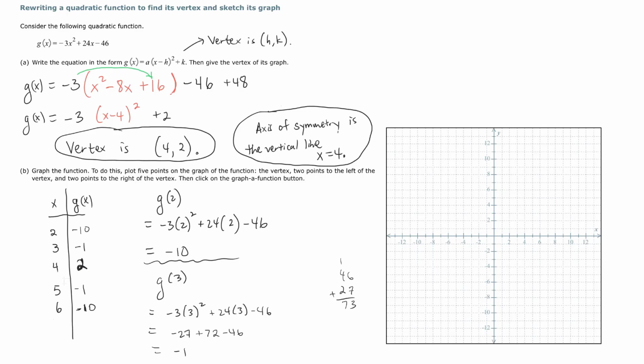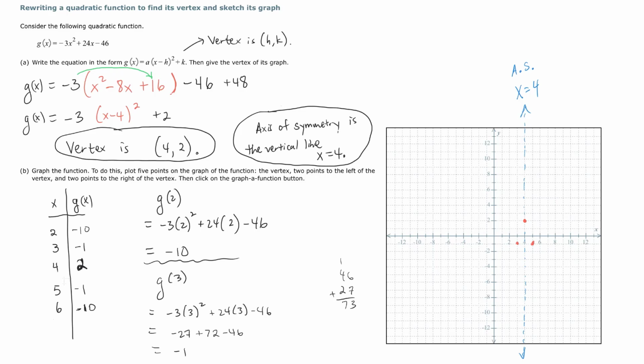Let's plot this parabola, or this parabolic function. Let's plot the vertex first, 4, 2. And this parabola is going to open downward. Let's plot 3, negative 1. That means we have 5, negative 1. And if it helps, draw the axis of symmetry. Usually we draw it as a dotted vertical line. And we could go ahead and label that. That's x equals 4. So that is the axis of symmetry.